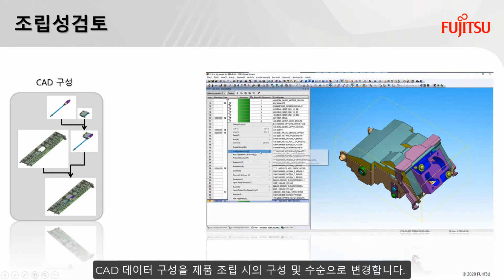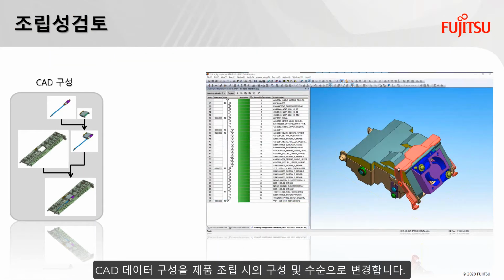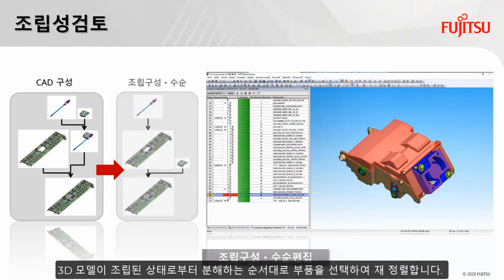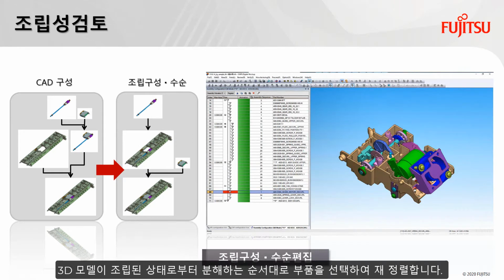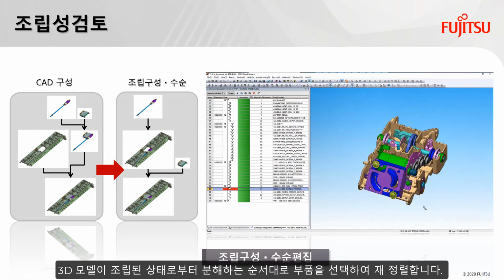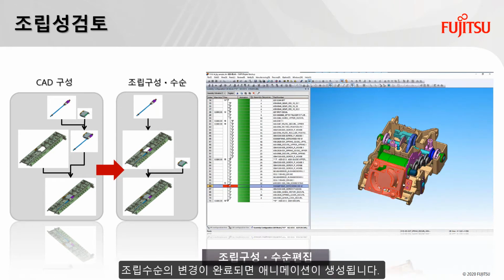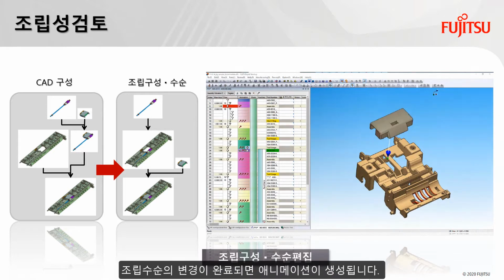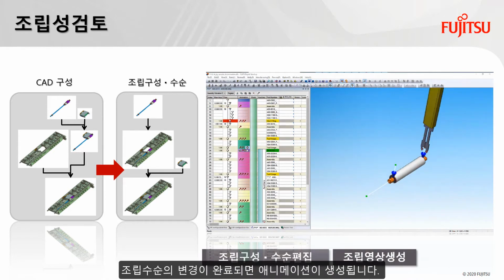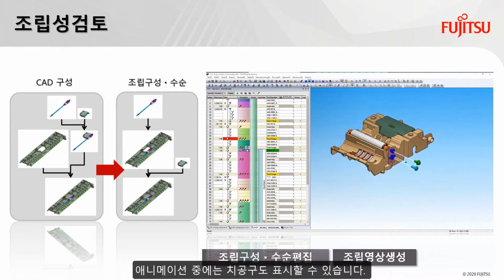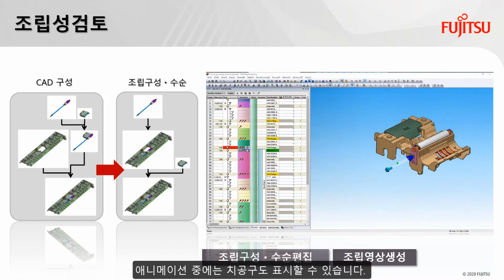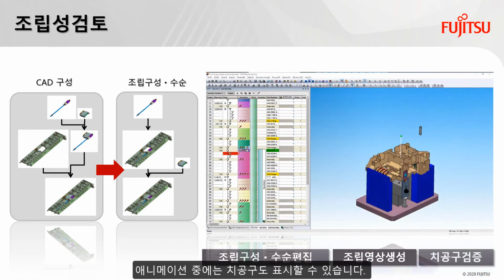Change the CAD data structure to the structure and procedure for assembling the product. Select the parts in the order of disassembly from the assembled 3D model and rearrange them. An animation is generated when the changes to the assembly procedure are complete. Jigs and tools can also be displayed during the animation.